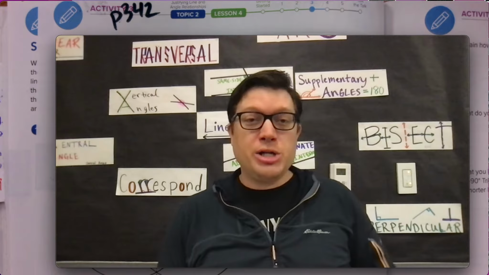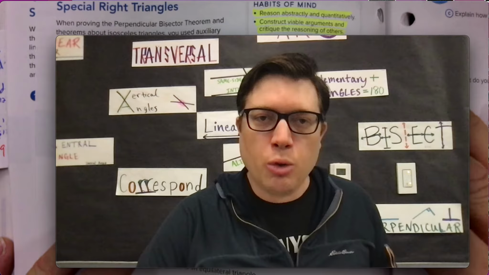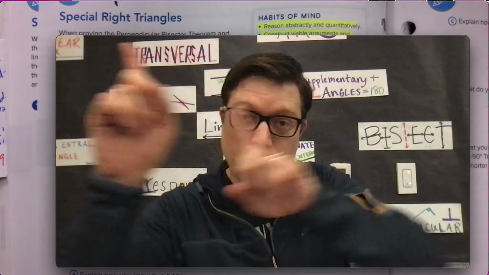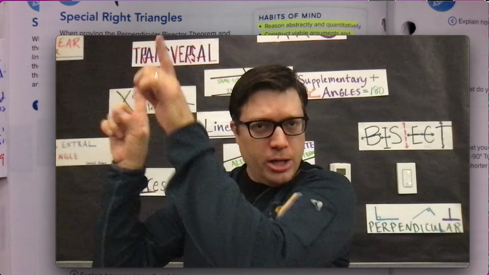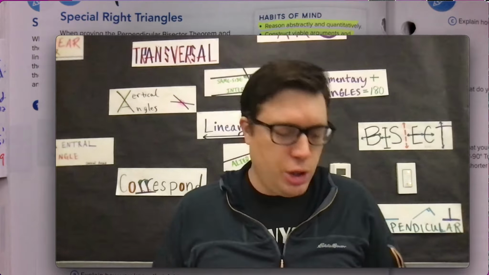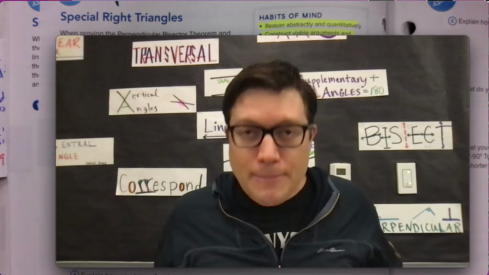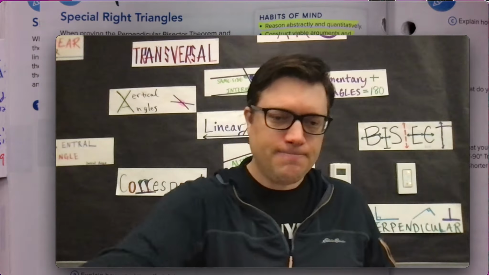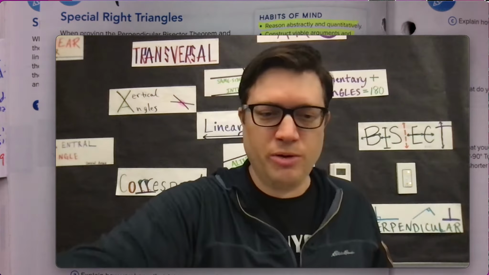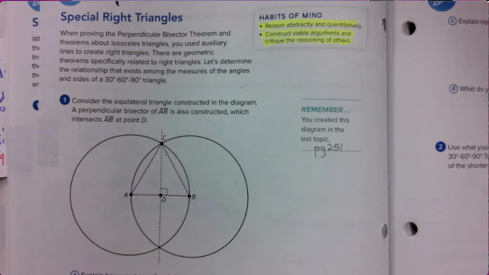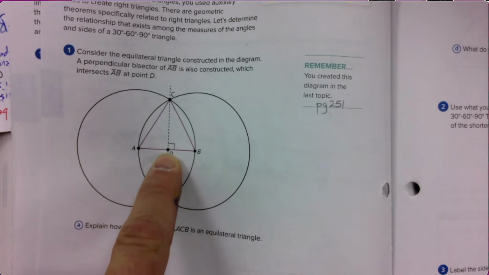Hey, we're on page 342, and we're talking about special right triangles, right? Look right up here, special right triangles. They happen when you create certain types of triangles. Specifically, this one, an equilateral triangle.